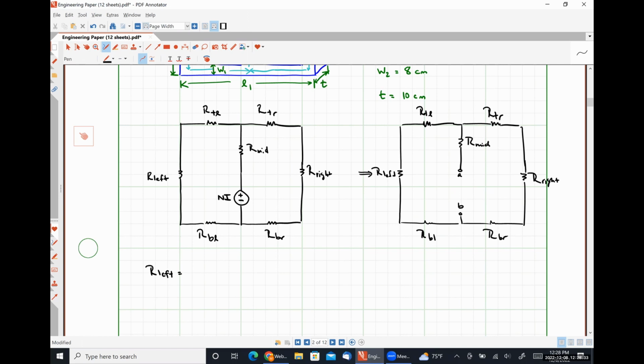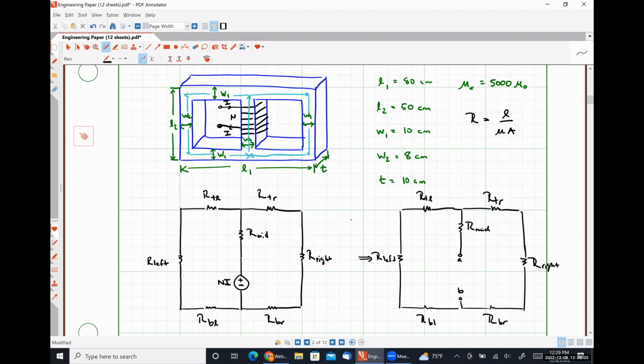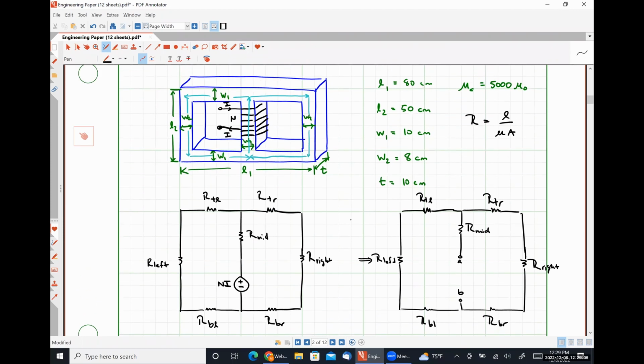is going to be the length the flux travels as it travels down that left-hand beam. So the average path the flux takes divided by the permeability of the left-hand portion of the core, which, since this is all just one material, that's just going to be mu c, divided by the area that the flux sees.